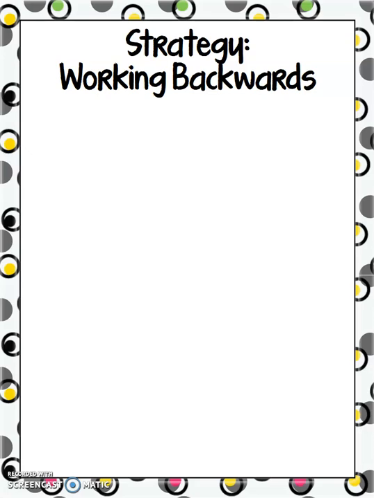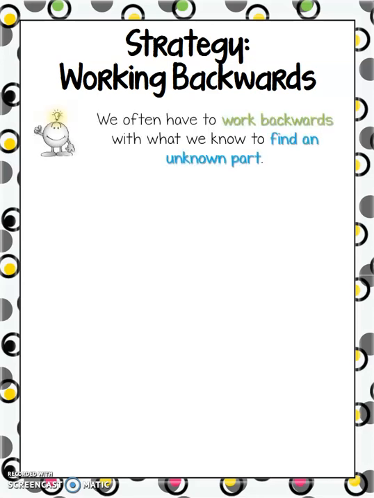Hi everyone! Today we're going to take a look at another problem-solving strategy where we need to work backwards. A lot of times we might need to work backwards if we know the whole amount we're starting with, but we need to find one of the missing or the unknown parts of a story problem. So how does this work?